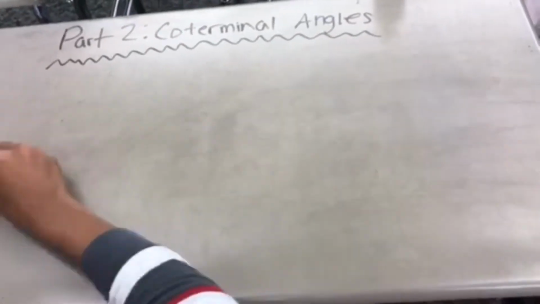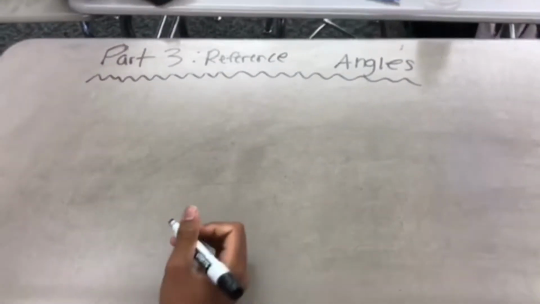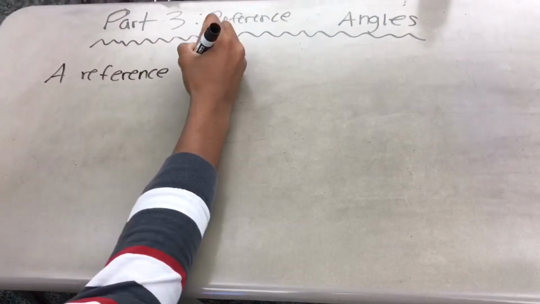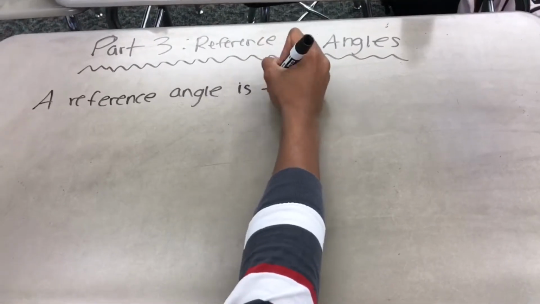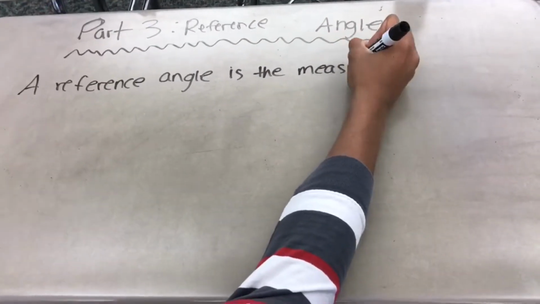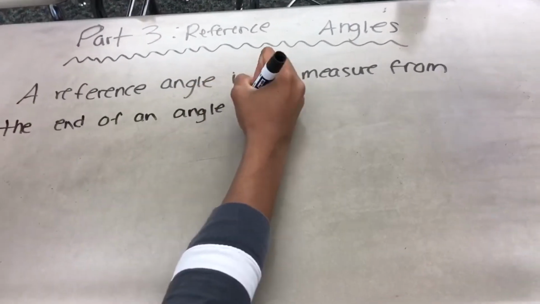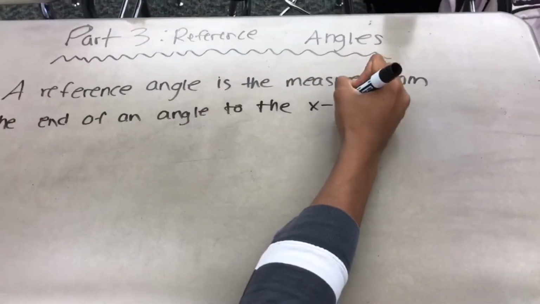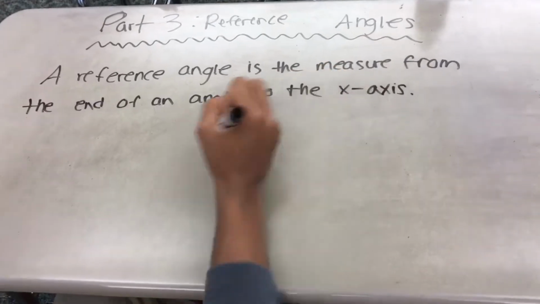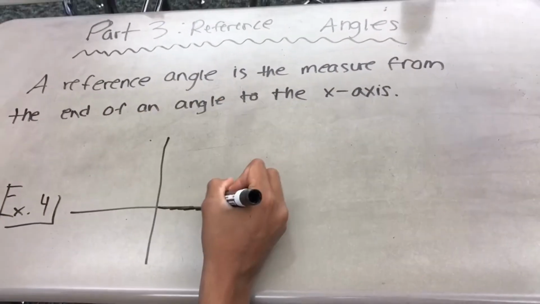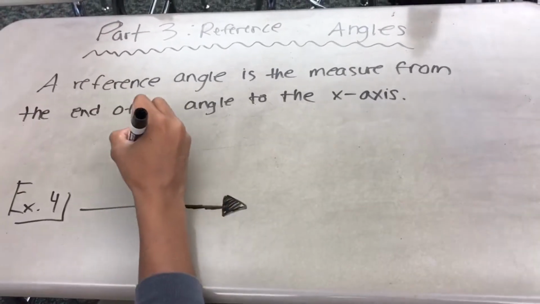So, now, we're going to move on to part 3, reference angles. Okay, so, what is a reference angle? Well, the reference angle is the measure of the angle from one end of your main angle to the x-axis. So, it's really not too difficult. Now, in example 1, we're going to show you what one looks like.